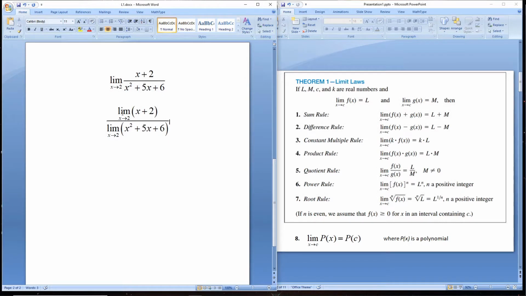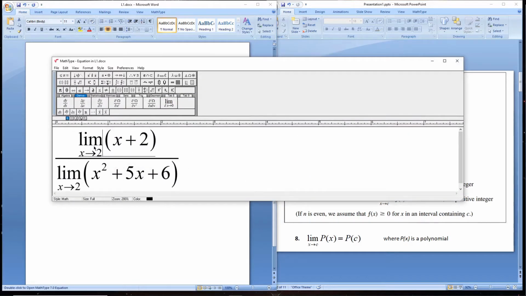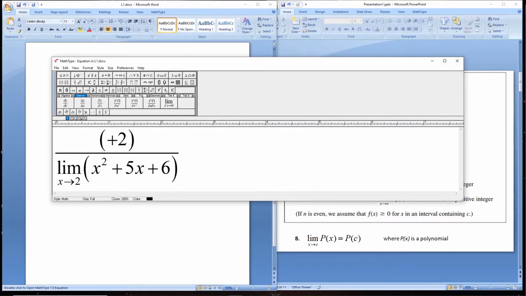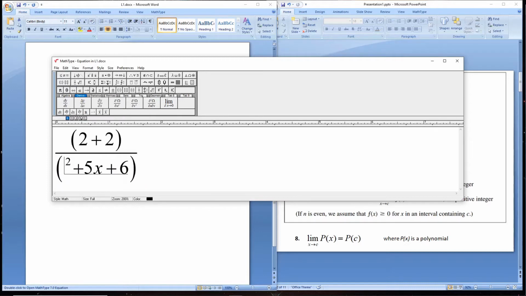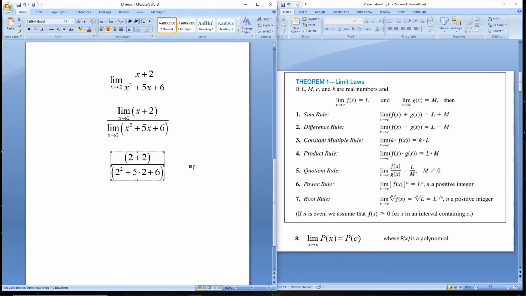And now notice the limit is connected to polynomials, and so we can use property 8. We'll just plug the number in. Because this is a polynomial, we can just plug the 2 in there. And the same with the bottom. Because this is a polynomial, we can just plug that 2 in. And now all we have to do is figure out what that number is.